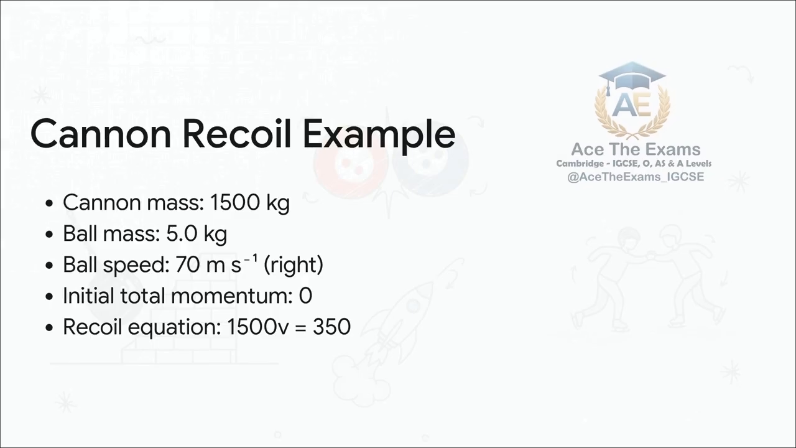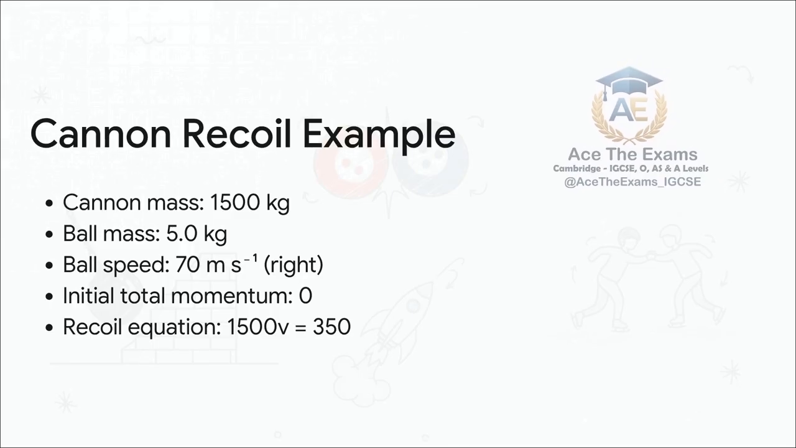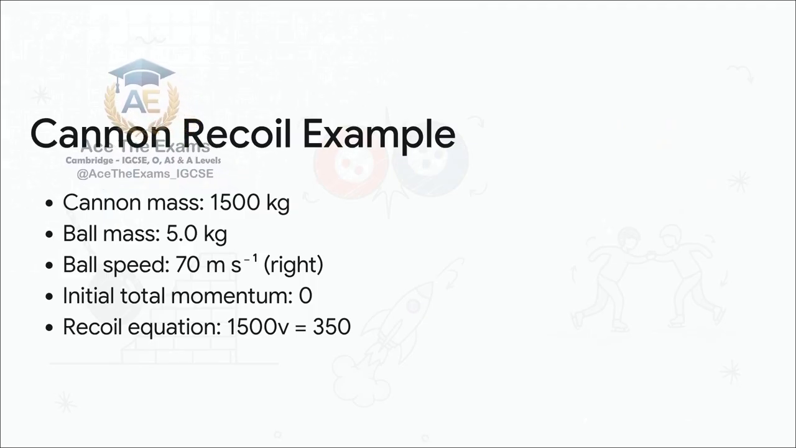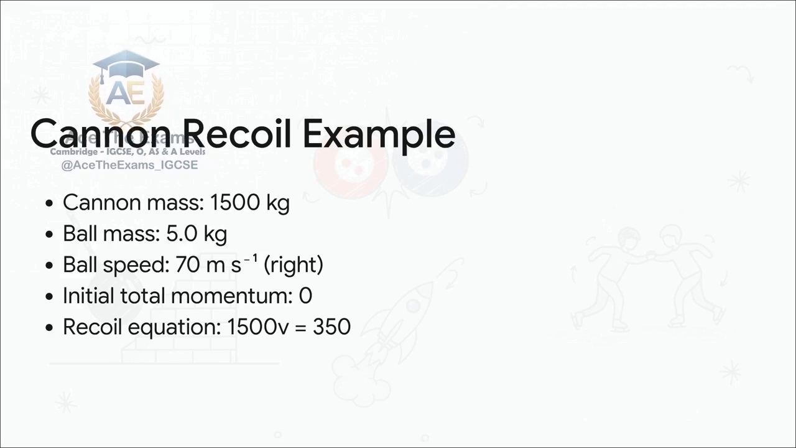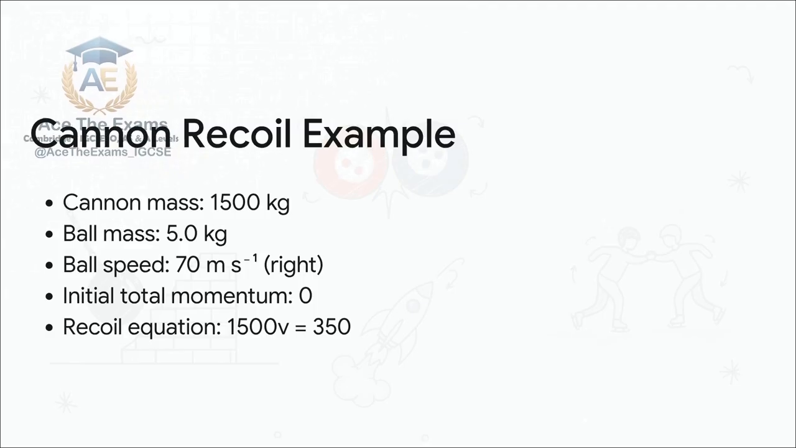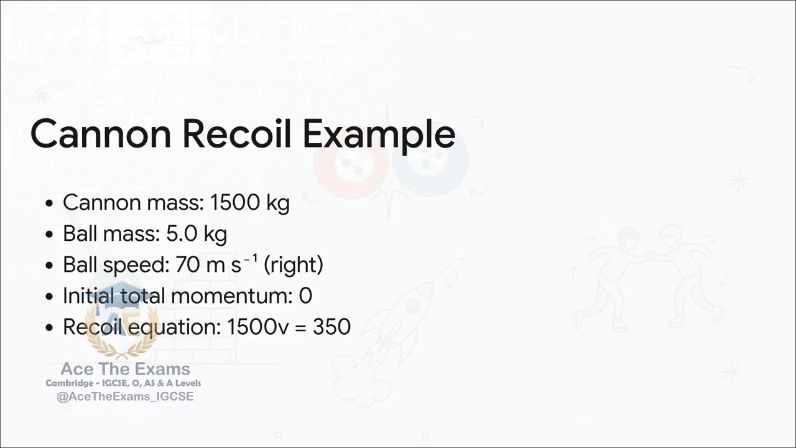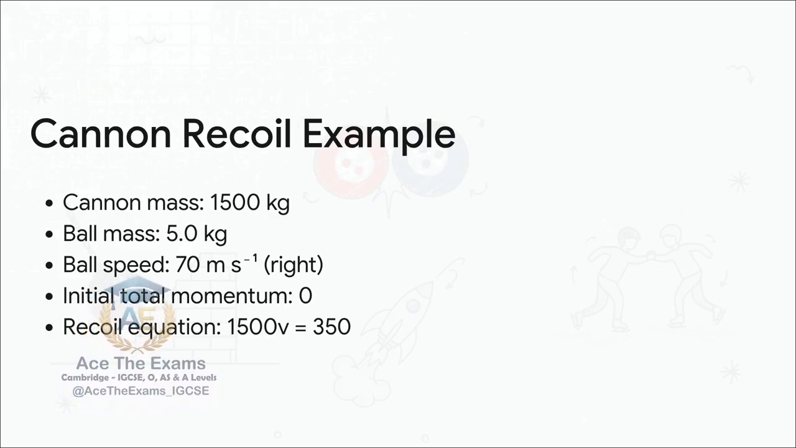The point: before firing, everything is stationary, so initial total momentum is 0. The evidence: the ball's momentum after firing is its mass times velocity, so 5 times 70, which is 350 kilogram meters per second to the right. The explanation: to conserve momentum, the cannon must have an equal momentum of 350, but directed to the left. When we set the cannon's mass of 1,500 times its unknown velocity v equal to 350, we get a recoil of 0.23 meters per second.